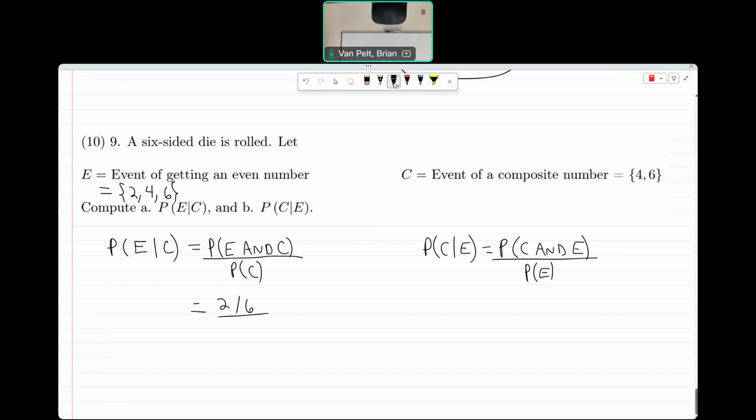And then how many items are in C? I'm sorry, yeah, probability of C. 2 out of 6. You take a number and divide it by itself, what do you get? 1. It cancels. Over here, you're going to have the same numerator, so I'm still going to have a 2 over 6 up there. Now, how many items are in E? 3 out of 6. Now, there was a cool way of canceling that I did earlier in this semester. You can just drop these 6s off and you get 2 out of 3.